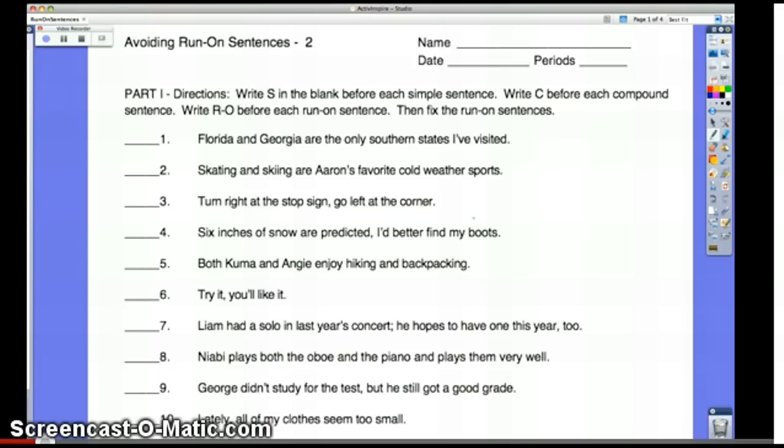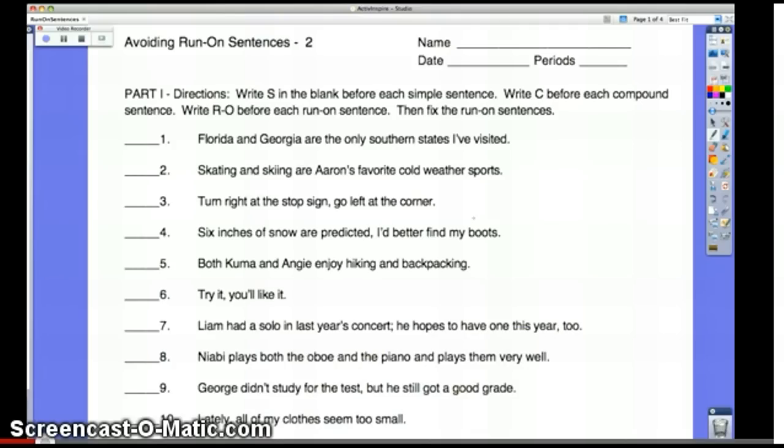Number 8 is kind of a tough one. Naiabi plays both the oboe and the piano and plays them very well. This is actually a simple sentence. It has one subject, Naiabi, and it has two verbs or two predicates. And that is plays and plays again. So Naiabi is actually doing two things here. Plays both the oboe and the piano is one thing that he's doing, and Naiabi plays them very well. So not a run-on sentence, but a simple sentence.